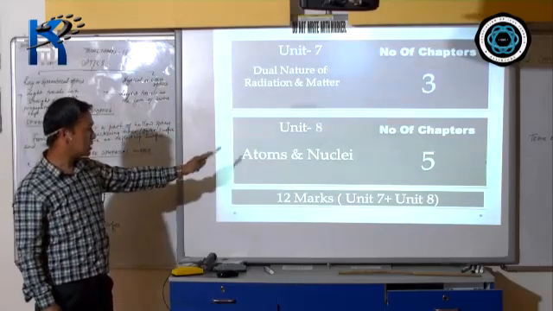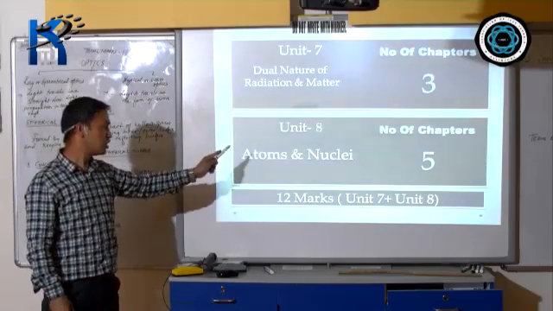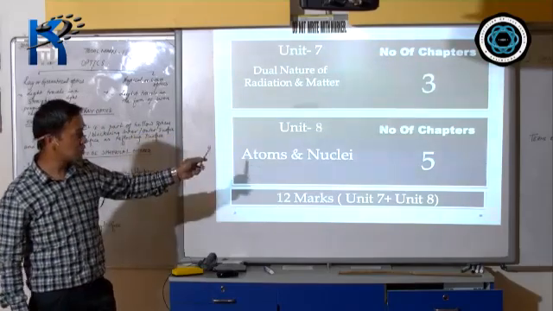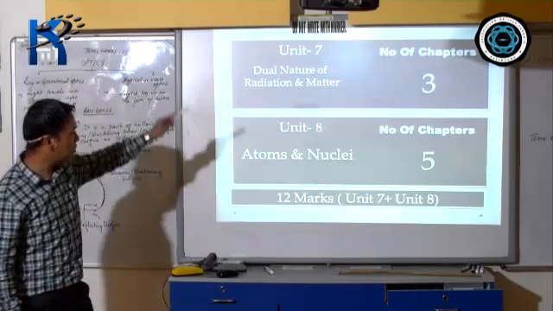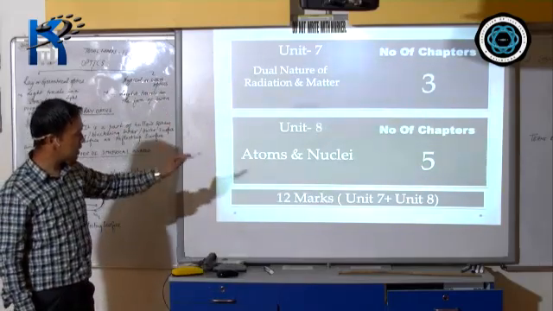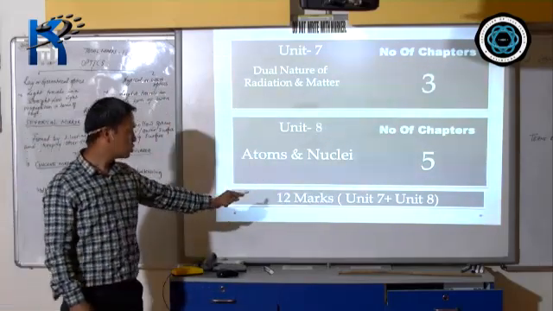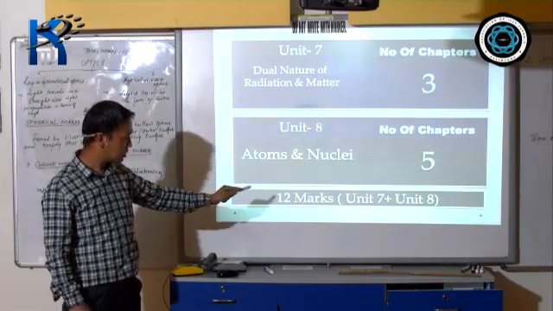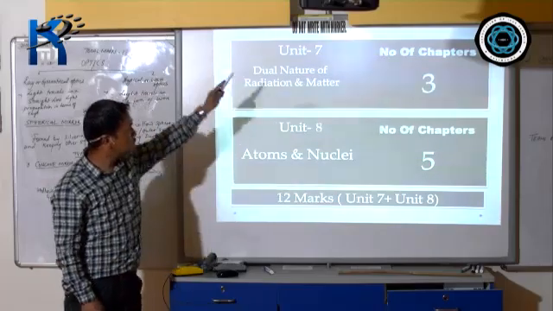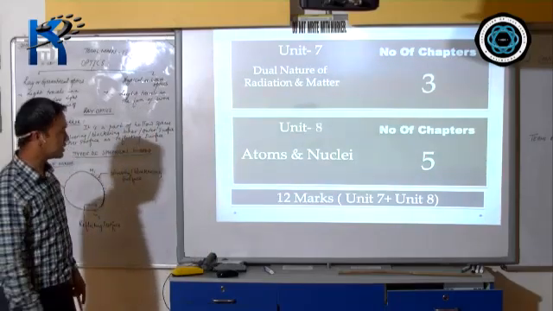Unit 8 is atoms and nuclei, and this is a unit that is also related to chemistry, and you find a total of 5 chapters. If you combine them, unit 7 and unit 8 comprise 12 marks of questions. So out of 70 marks, 12 marks of questions usually come from units 7 and 8.